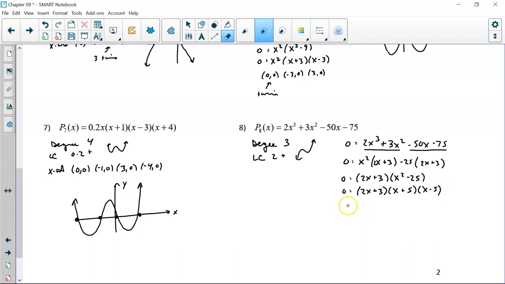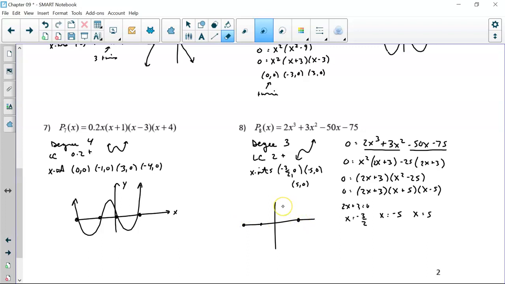So we set each factor equal to 0. 2x plus 3 equals 0, so x equals negative 3 halves, x equals negative 5, and x equals positive 5. So our x-intercepts, negative 3 halves, 0, negative 5, 0, and positive 5, 0. None of them are being repeated, so they're all going to go through. So here's our negative 3 halves, our negative 5, and our positive 5.